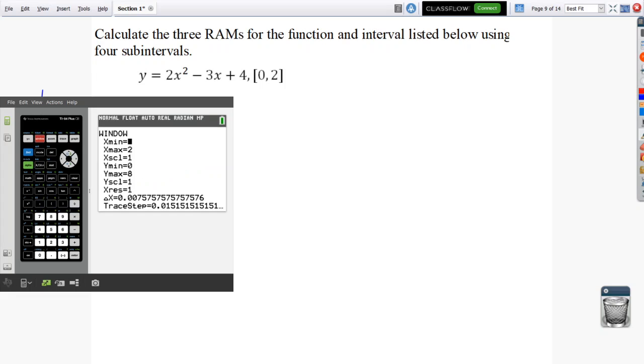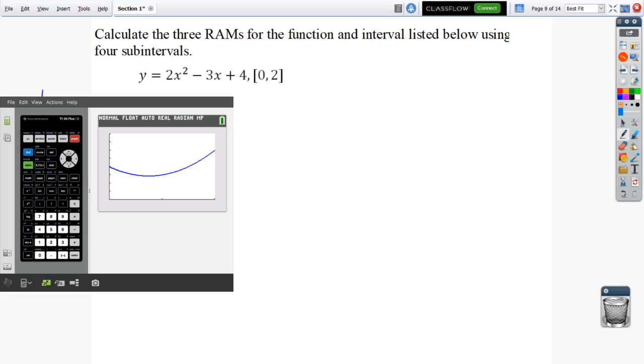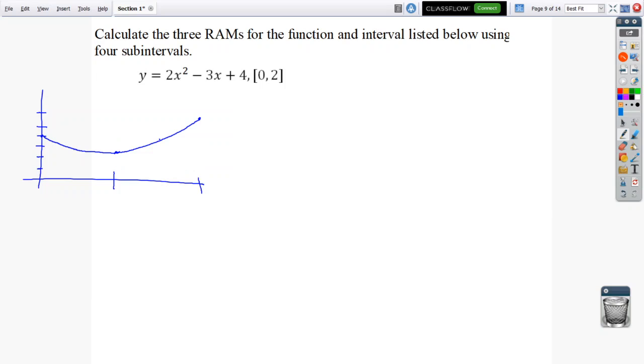if I pull up my calculator, there we go. On the window, I have actually changed my X min and my X max to reflect what is occurring in my interval. So I'm going from 0 to 2. Down here, I just adjusted my Y min and my Y max in order to be able to show everything on the screen. So you'll see here, each of these tick marks at the bottom represents one. Each of these vertical tick marks represents one as well. Basically, what I'm trying to say here is I've got that graph right there. That graph right there is going to allow me to draw a ram in order to get my approximation.